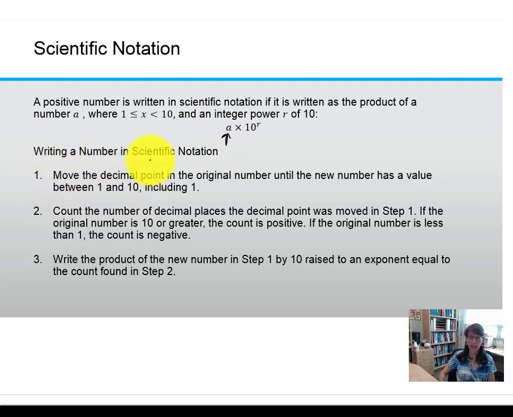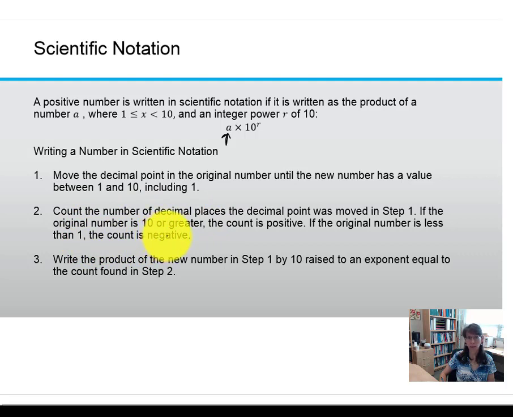To write a number in scientific notation, we move the decimal point in the original number until that new number has a value between 1 and 10. It can include 1, but it does not include 10. We're going to count the number of decimal places the decimal point was moved. If the original number is 10 or greater, then that's a positive count. If the original number is less than 1, then the count is negative.